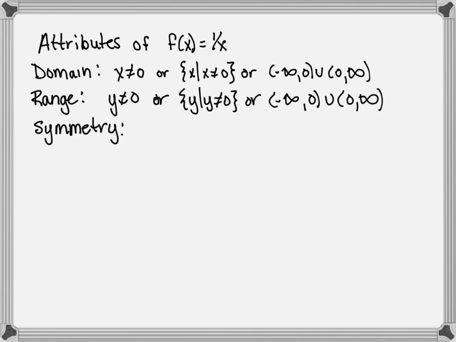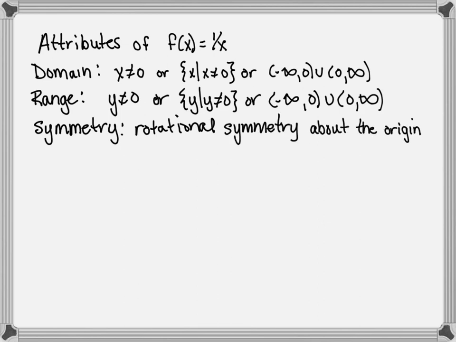In terms of symmetry, we don't have symmetry over the x-axis or the y-axis, but we do have rotational symmetry about the origin. If we were to rotate this graph 180 degrees, we would be looking at the identical graph that we started with.